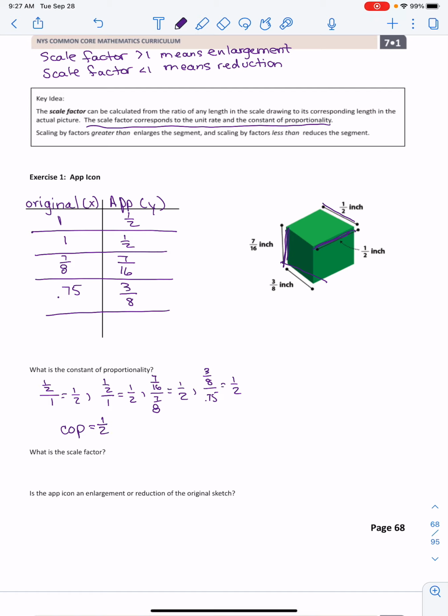So now it says, what is our scale factor? Well, our scale factor is 1/2. And it says, is the app icon an enlargement or a reduction of the original sketch? It is a reduction.